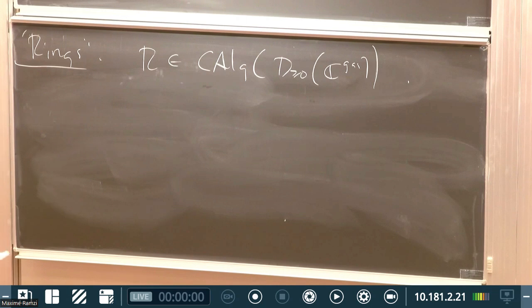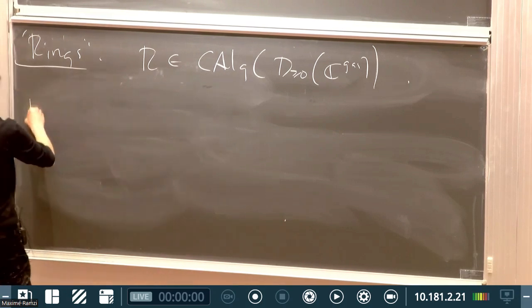Excellent question. The question was, do I want connective E infinity rings or do I want animated rings? And the answer is they're the same thing because I'm in characteristic 0. And this is going to simplify my life greatly. Okay, so here's a definition.